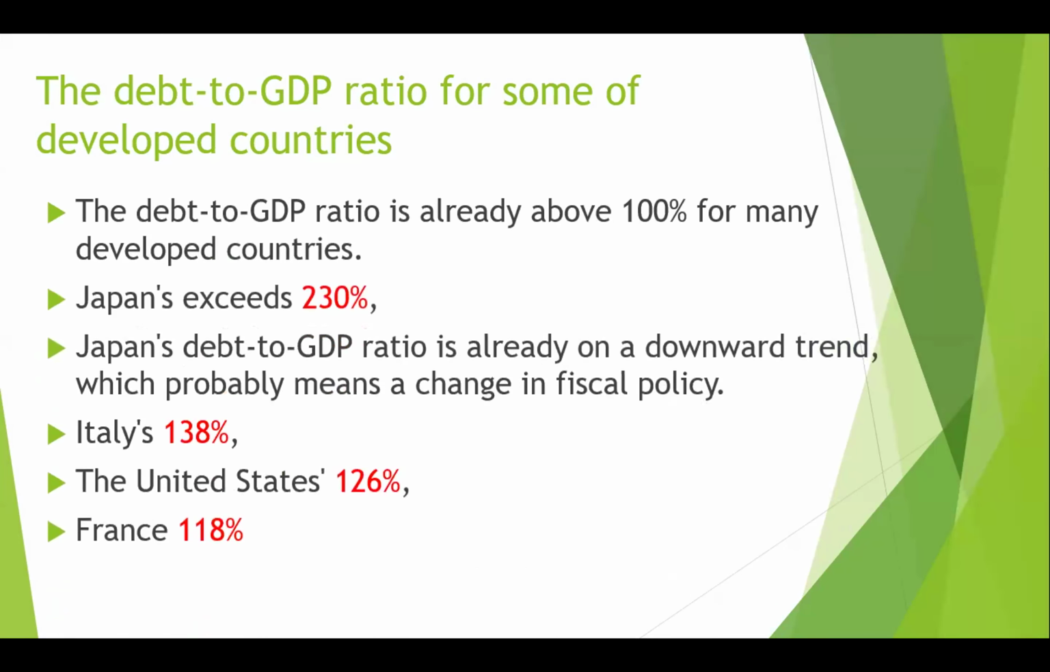Well, some numbers. In Japan, it exceeds 230%, but Japan is now already in a downward trend, which means that Japan changed its fiscal policy. Well, I will not devote too much time, because of course it deserves a special report. In Japan's case, it is very complicated, but to some extent, it is covered in my work.